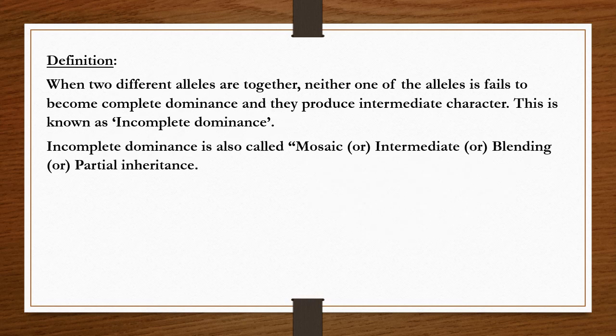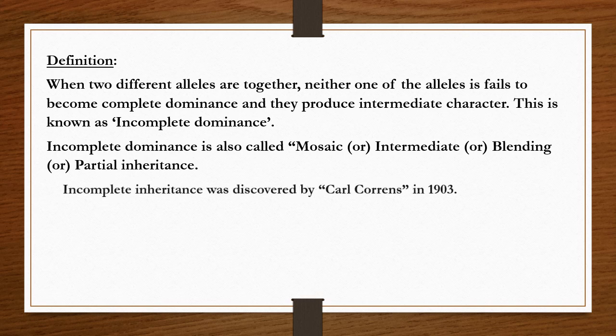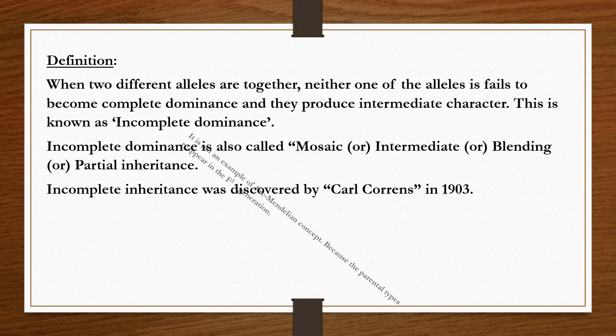Incomplete dominance is also called mosaic inheritance, or intermediate inheritance, or blending inheritance, or partial inheritance. These are all the other names of incomplete dominance. This incomplete dominance was discovered by Correns in 1903.